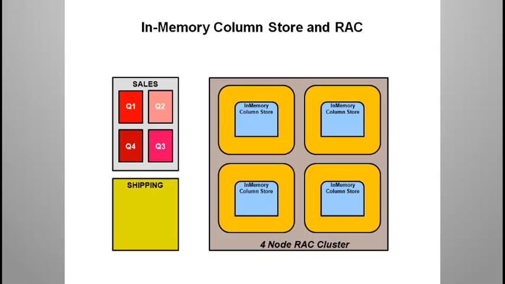In a RAC configuration, you can specify for a given object, table or partition, whether that object should be distributed into each instance's in-memory column store, like for the sales table here, where each partition is loaded in one particular in-memory column store. This approach makes sense when you have a table that is too big to fit into a single instance's in-memory column store, but it can fit in the aggregated space available across all instances. Or whether that object should be duplicated across each instance's in-memory column store. Here, the complete shipping table is loaded and duplicated in each in-memory column store.